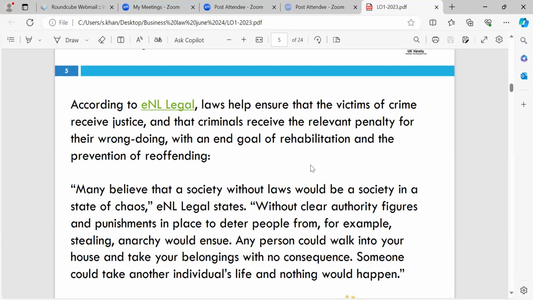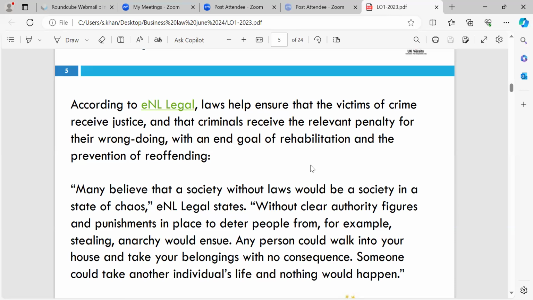The idea of having this law is to keep society in place. And also, we have the creation of case law and the creation of different laws that come into place to prevent certain criminal acts. Different laws have come over centuries. Ultimately, the legal system in the UK is there to uphold fairness in society, and laws ensure that victims receive justice and criminals receive the relevant penalty for their wrongdoing.